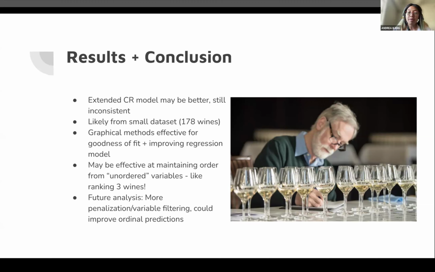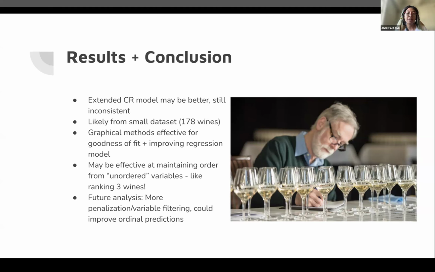The graphical methods provided, such as partial residuals, goodness of fit, and the calibration models, have been effective at determining how well the models fit and how we can improve the regression model from there. It may be effective at maintaining order. It has the potential to maintain order from these unordered variables, sort of like ranking 3 wines from a wine tasting contest in this case.